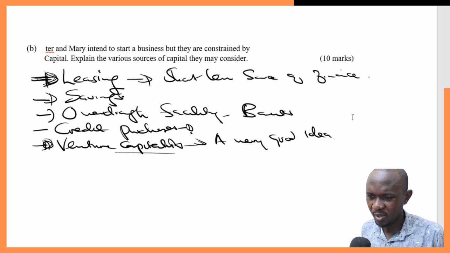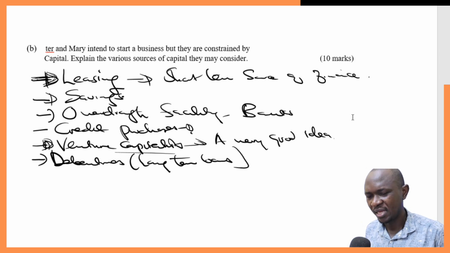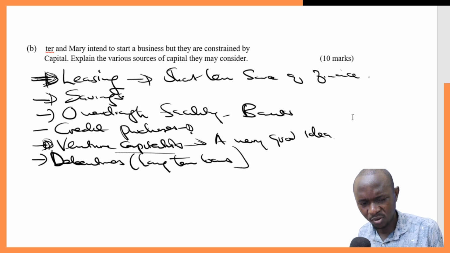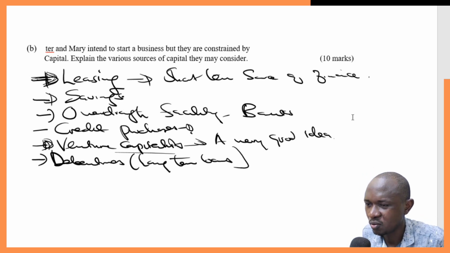Okay, then we also have the debentures. Debentures. These are long-term loans. They can enter into agreements with the banks for debentures for long-term loans. And in most cases, that will require security. So if they have securities like land or something, they can use that as collateral to acquire the long-term loans from the banks or any other financial institution at that. Use that money to do business, and then of course pay later.